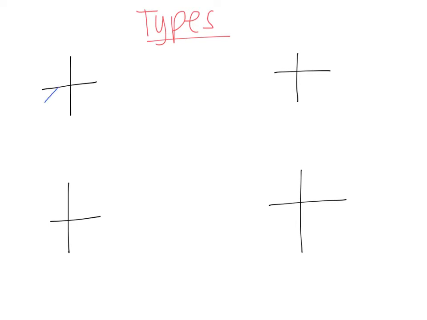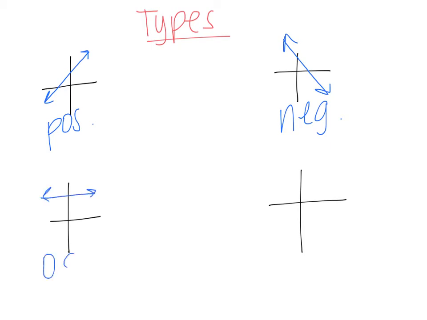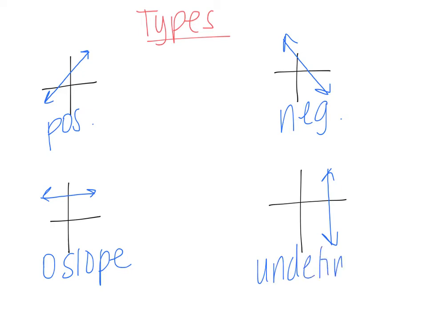So if I'm looking from left to right and I see an arrow that's moving in an upward direction, this is going to have a positive slope. If I'm reading the graph left to right and I see a downward arrow, this is a negative slope. If I look and it's a horizontal line, this is 0 slope. And finally, if I see a vertical line, this is an undefined slope.